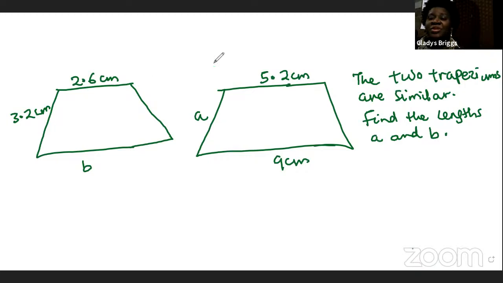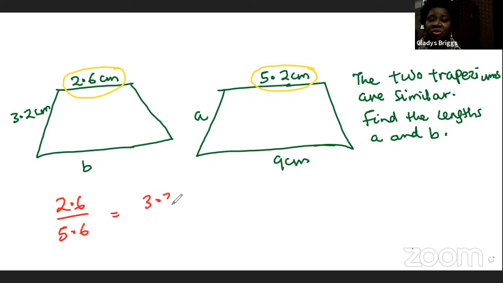So you have these 2 ratios here. You have these 2 here. This one and this one, which you can use to find out A or B. Yeah. So let's have a look at how we can do that. So 2.6 over 5.6 is equal to 3.2 over A. Yeah, so now we can cross multiply and then we can find A.